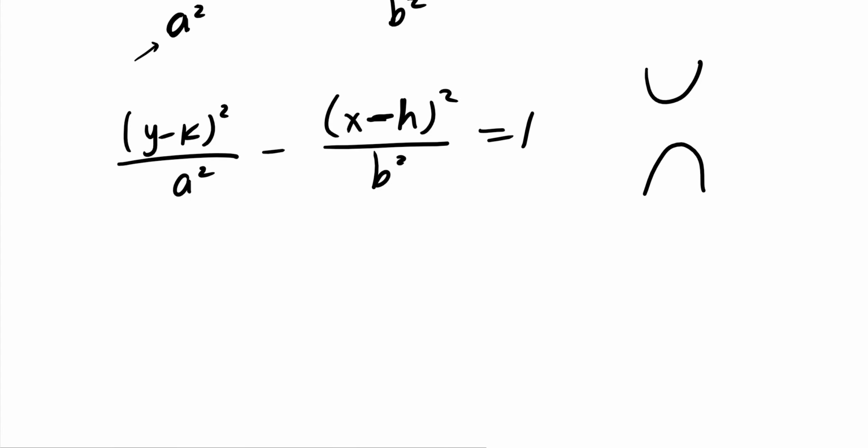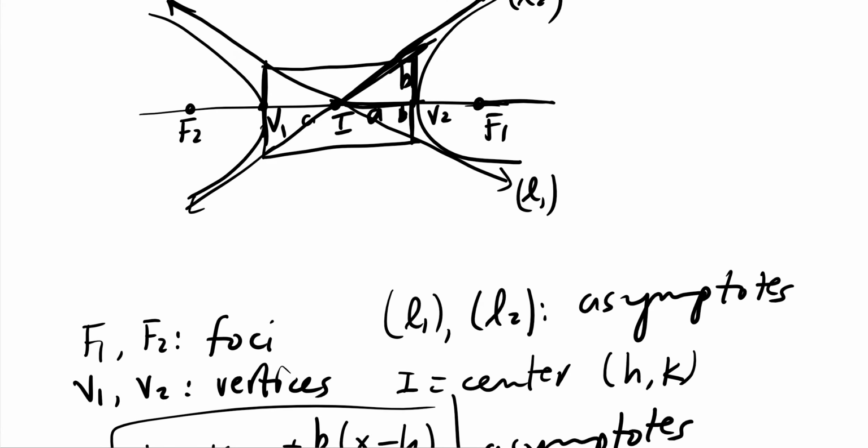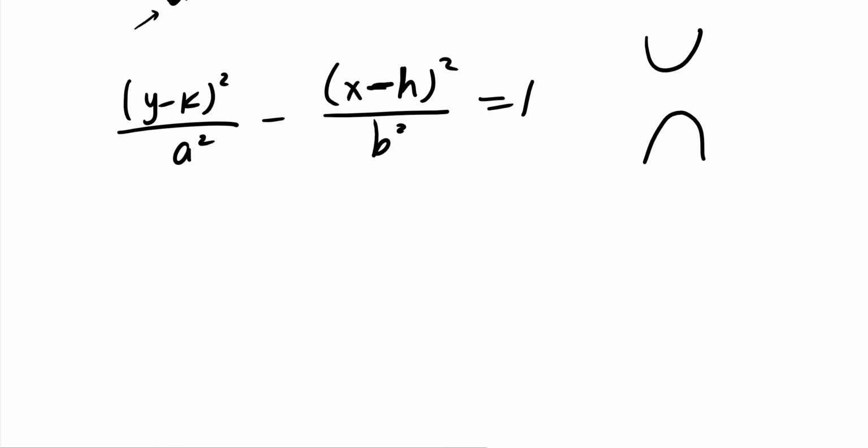The other information we need to know from the graph: this distance from the center to the focus is a c distance. The same thing on this side, that's a c distance. So the relation between a, b, and c is c squared equals a squared plus b squared. In ellipses, it's a squared minus b squared. That's pretty much everything you need to know for this section. Now we try to work out how to solve some questions.